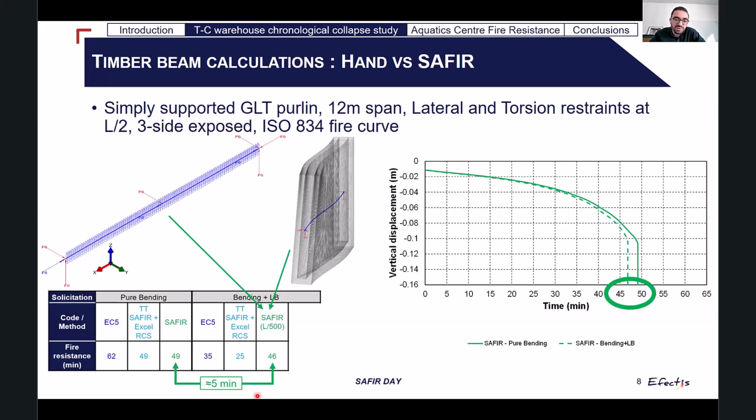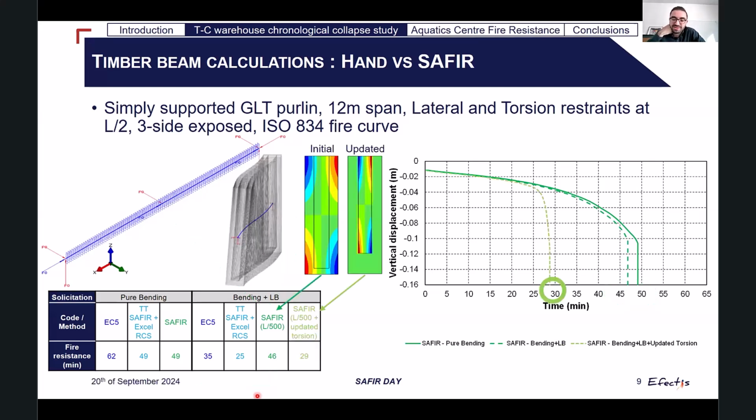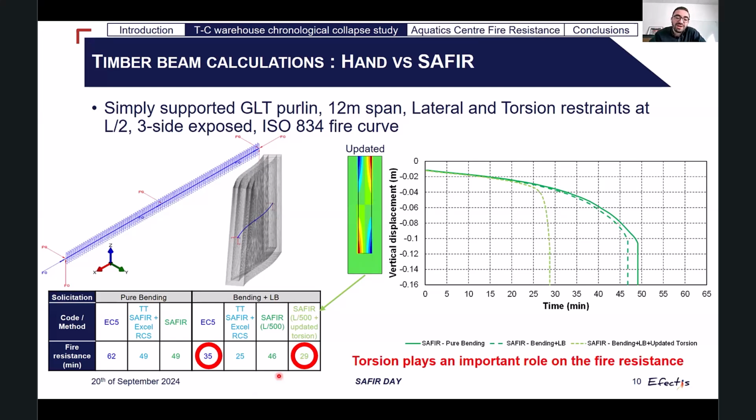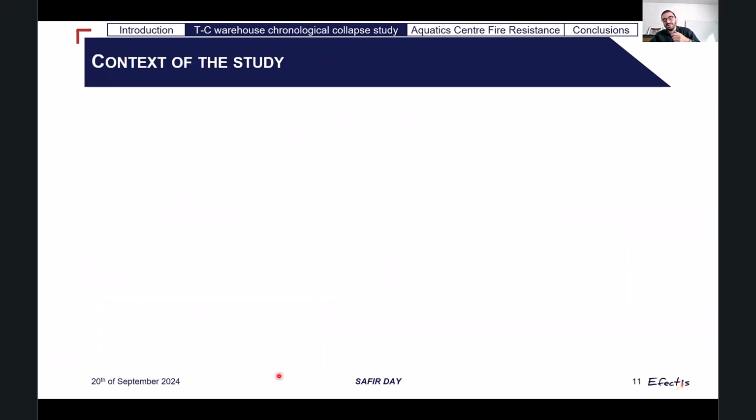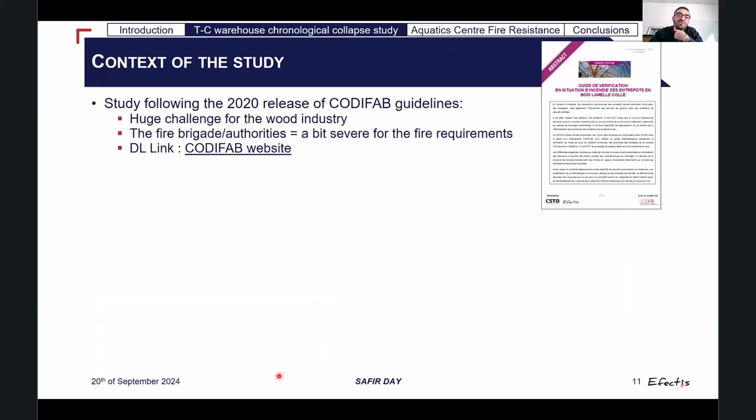So what we did here is we updated the torsional properties at the time of failure, thanks to the use of insulation materials in the torsion calculations. And here what we can see is, okay, the values are not exactly the same, but are more in line with what Eurocode 5 says. So torsion played an important role here on the fire resistance, and that's what we had to study in the Codifab study. For a bit of context, that was a study following the 2020 release of the Codifab guidelines on timber concrete warehouses.